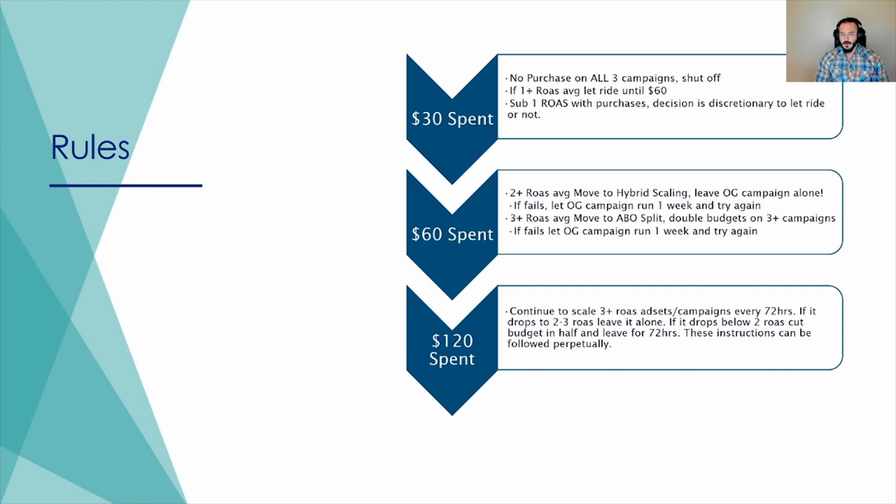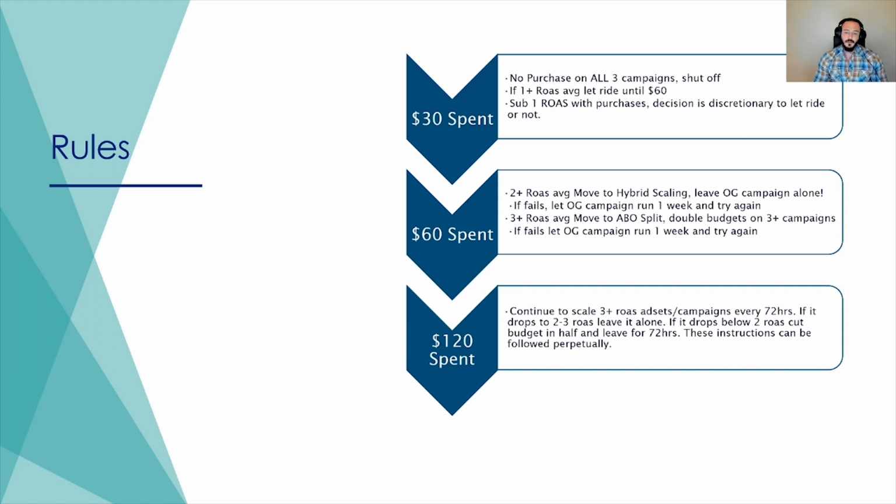Just leave it alone. If your hybrid scaling fails, continue to let your original campaign, assuming it's still profitable, the testing campaign, run for another week, maybe even 2, and then you can try hybrid scaling again. All right? Just because it didn't work the first time doesn't mean it won't work if you let more data come in.